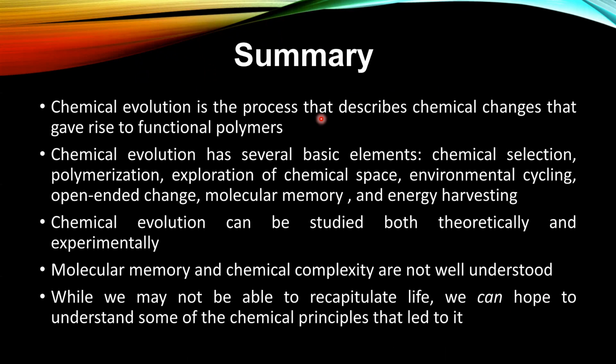And the summary of this primer talk is that chemical evolution is really the process that describes chemical changes that gave rise to the first functional polymers. And chemical evolution has several very basic elements. We talked about chemical selection on multiple levels, polymerization, exploration of chemical space, environmental cycling, open-ended change, evolution, the actual evolution of molecular memory, and energy harvesting. Chemical evolution can be studied both theoretically and experimentally, and molecular memory and chemical complexity are not well understood.